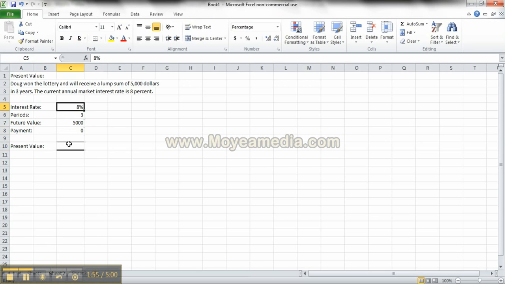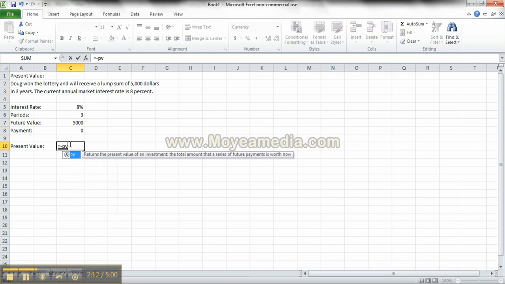So we throw in our interest rate, we have 8%, periods, so we have 3 since it's annual. Future value is a positive number since it's what we're gaining. Payments, there's no payments in this period. So we put the equal signs and negative present value. We get the function, we throw in the rate, 8%. The number of periods, which is 3. The payment, which is 0 for this example. And the future value, which is 5,000.